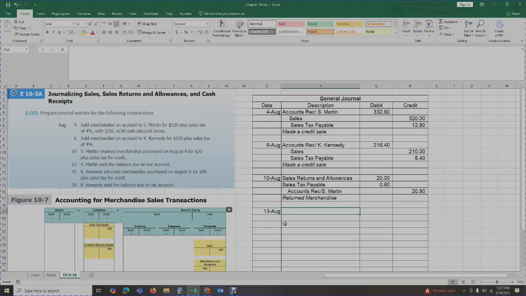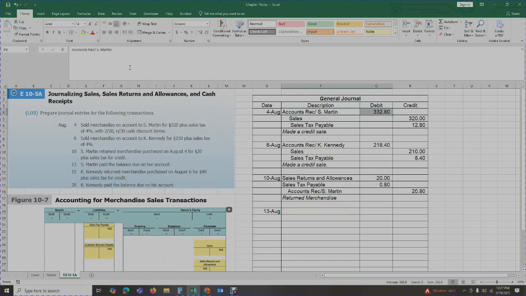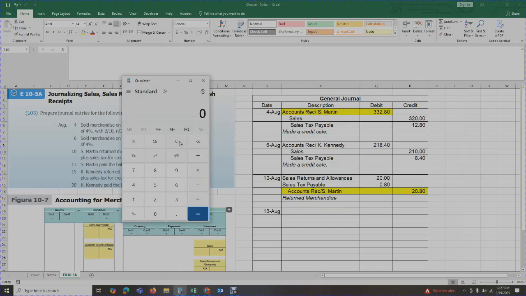Okay, so we've already done the work in the prior exercise. We're looking at anything that has Martin on it. So let's look at our accounts receivable for Martin. That is what Martin owes me. So we've got a debit of $332.80 minus a credit of $20.80. Martin owes me $312. That is the amount that we need to clear the receivable for.